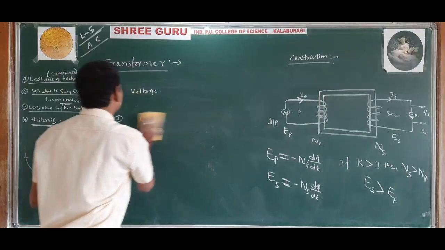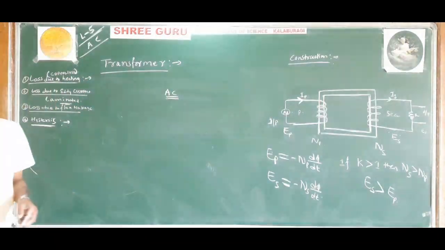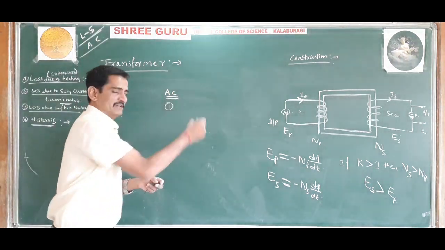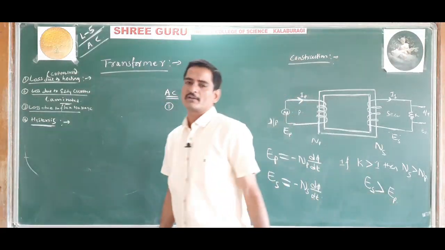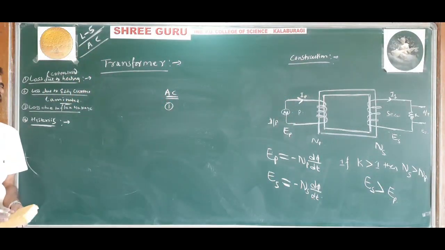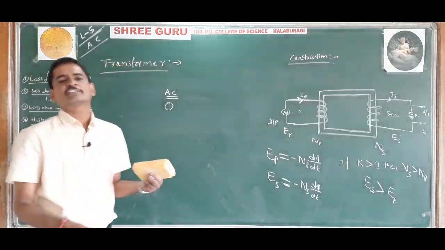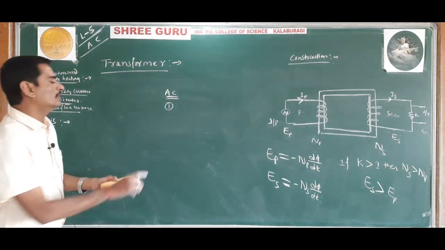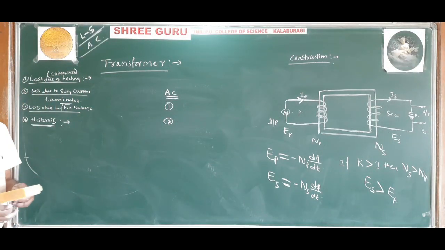So now, what are the advantages of AC? Alternating current is more advantageous than DC. What are the main points? AC can be easily stepped up or stepped down by using a transformer. That is, alternating voltage or current can be easily increased or decreased using a transformer. And AC can be easily converted into DC, but DC cannot be easily converted into AC.